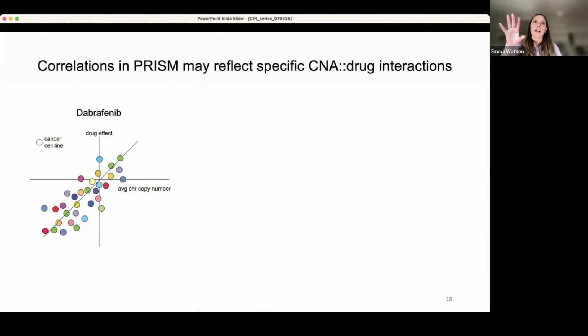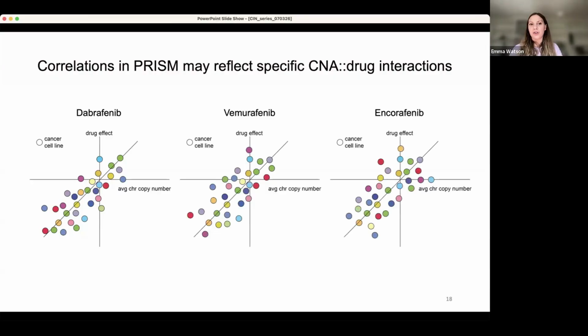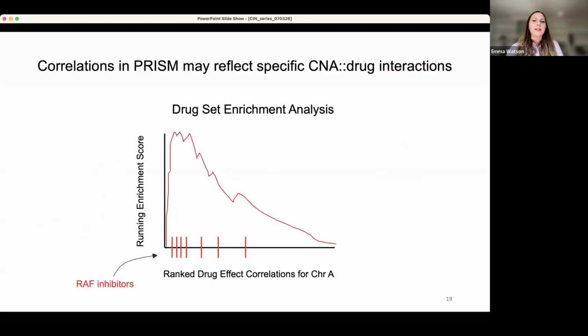Now, if we start looking at other RAF inhibitors in the data, we might see something like this, which is to say the same copy number alteration correlating in the same way across all the cancer cell lines. And so what we did was we grouped drugs into drug sets and then performed essentially a gene set enrichment analysis only using drugs to identify drug sets that were strongly associated with certain chromosomal copy number alterations. So this is what this might look like for those RAF inhibitors.